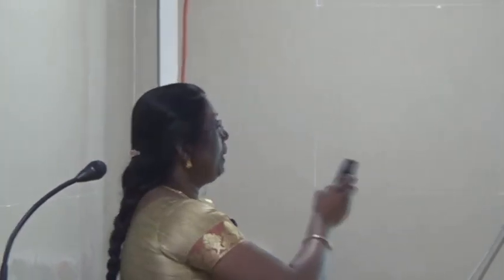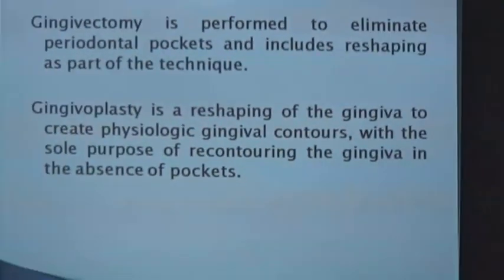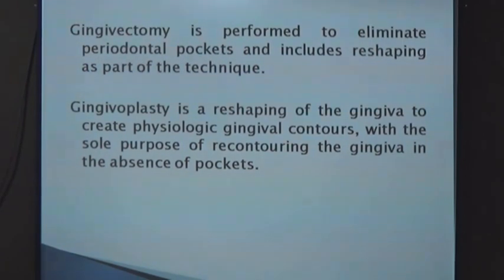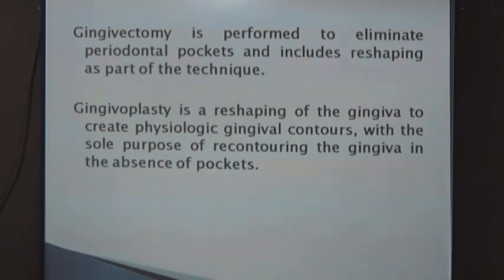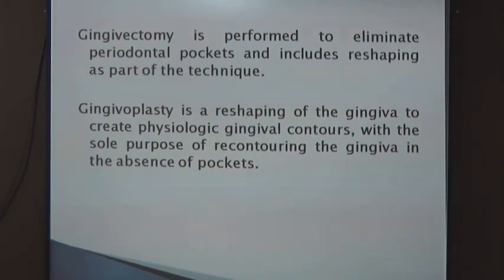Whereas gingivoplasty will be done when there is a gingival abscess, because the gingival abscess is confined to the margin of the gingiva. After removing the pus, the gingival tissue is going to remain the same. There is not going to be a pocket either. So that can be reshaped by means of gingivoplasty. You have understood now? Between gingivectomy and gingivoplasty: this eliminates the periodontal pocket and includes reshaping as a part of the technique, that is gingivectomy. Gingivoplasty is just reshaping the gingiva. So in case they write recontouring of the gingiva in the absence of a pocket, then automatically you should write gingivoplasty.